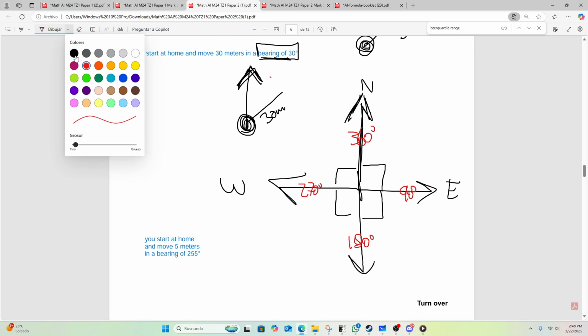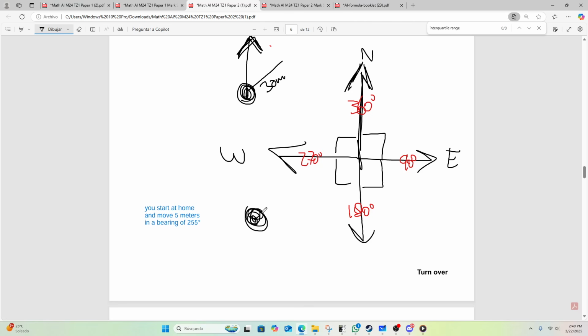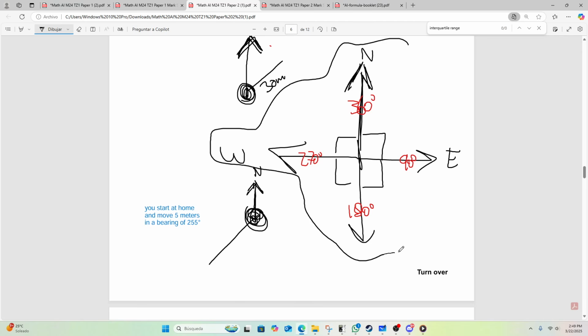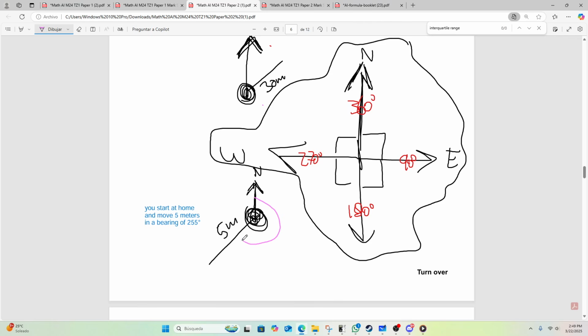See? So if you say you start at home and move 5 meters in a bearing of 255, well, the 255 is between 270 and 180. So you can start at home and know that you need to aim somewhere in this direction. Bottom left, southwest. That's why I suggest always starting with drawing the north and having this in mind for bearing. If you have this in mind, you're going to be able to solve it easily. There are the 5 meters moving in a bearing of 255 degrees. Here is the 255 degrees.